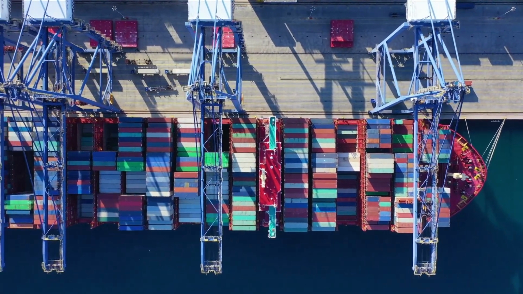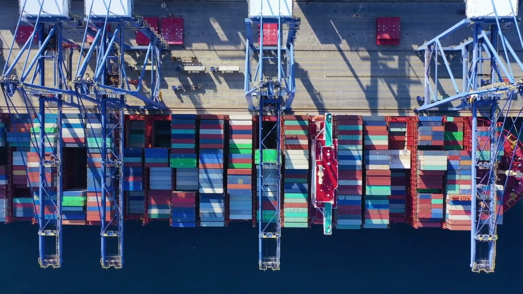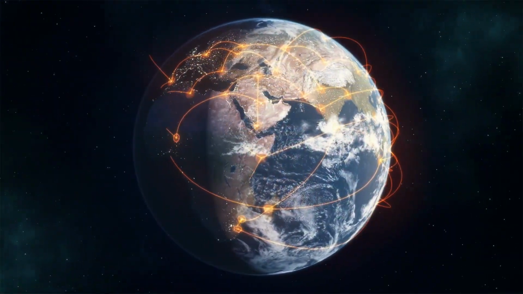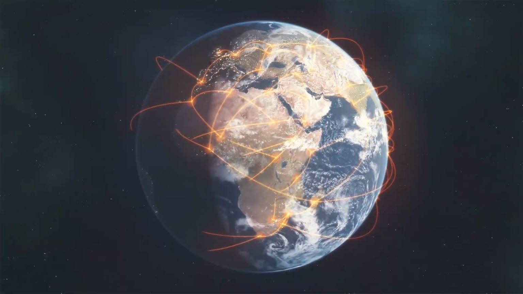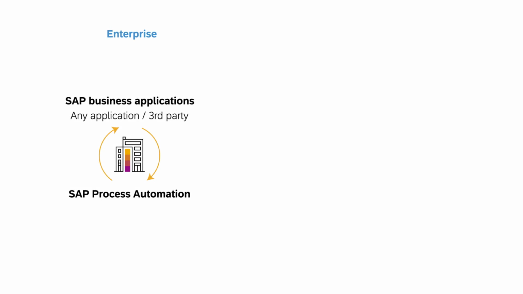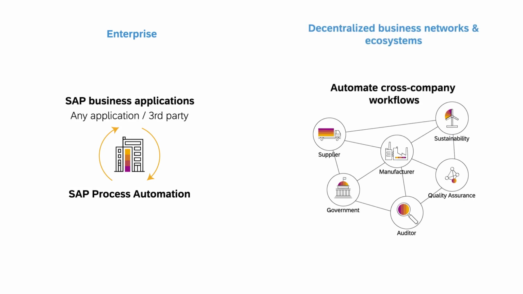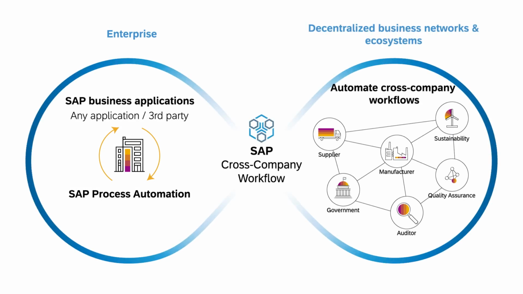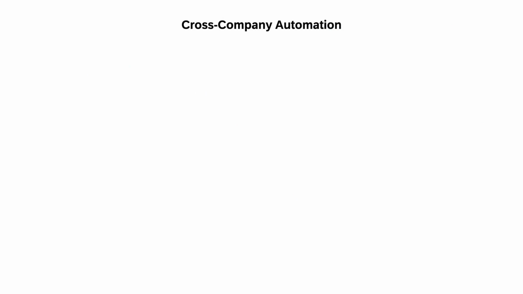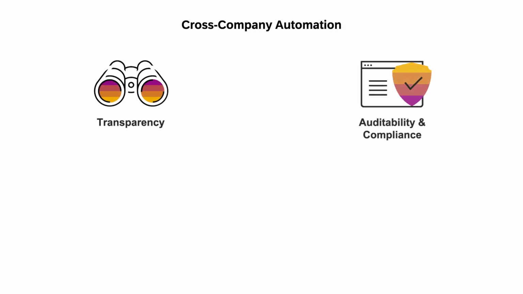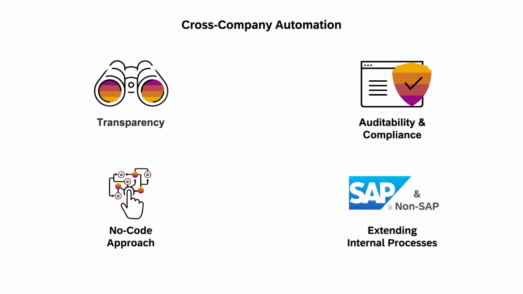The need for agile and resilient value chains puts the focus of digital transformation on multi-enterprise processes. Extending SAP process automation with blockchain allows us to automate processes in decentralized ecosystems. With SAP cross-company workflow, businesses achieve automation and differentiate through real-time transparency while minimizing process costs with paperless auditability.